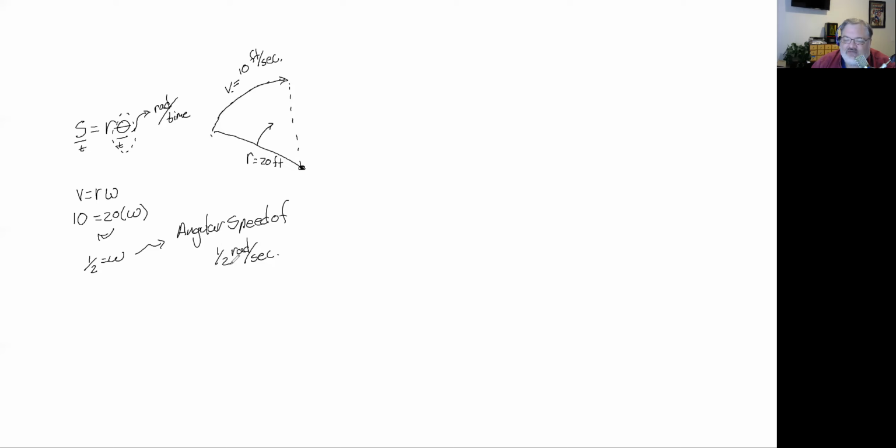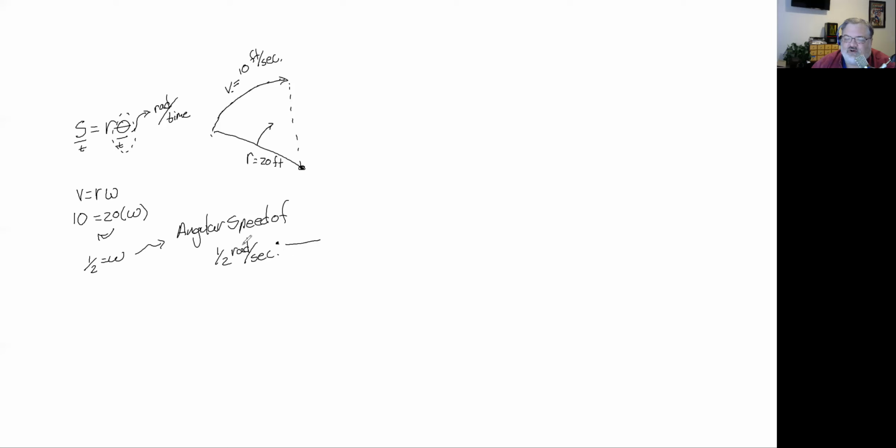Now, that 1/2 radian per second might be hard to visualize because we're not used to thinking in radians yet, but we'll get better at that with practice. But if we wanted to turn this radians per second into degrees per second, we could. Let's do that real quick.